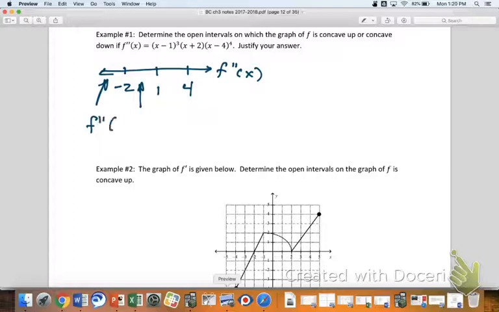So f double prime of -3. There's a negative in there somewhere. And here's what I'm going to do. I'm just going to put positives and negatives. So if I plug in a -3 for x, the first factor would end up being positive or negative. It'll be negative, right? Because it'll be a negative cube. So it'll be a negative times, and then when I plug in here, plugging in a -3 will give me another negative.